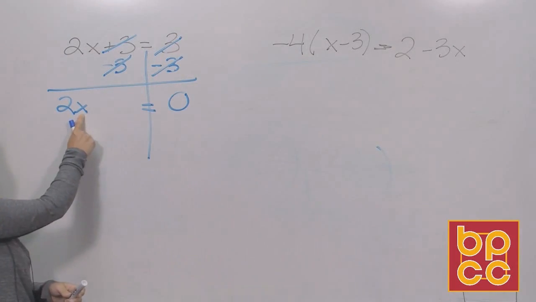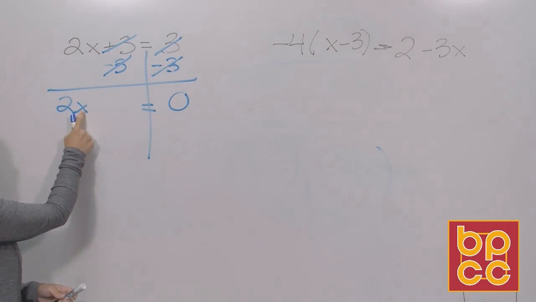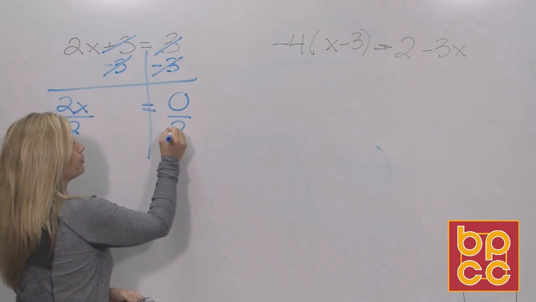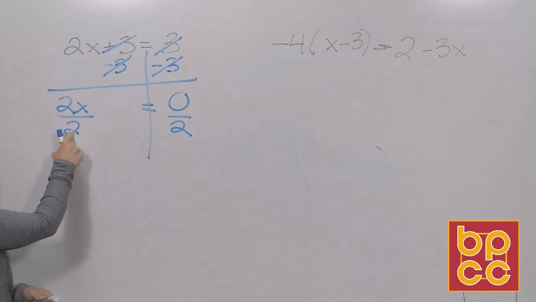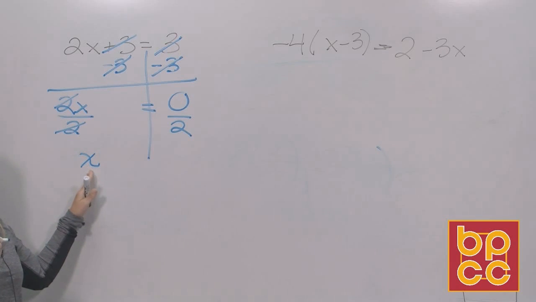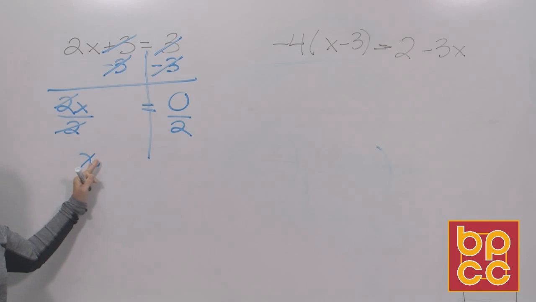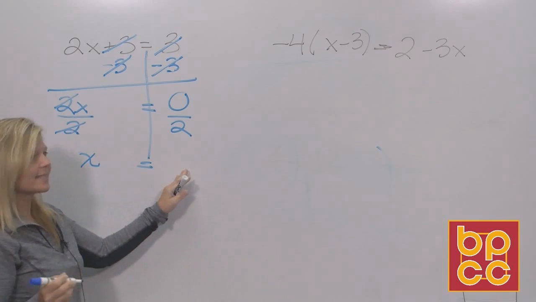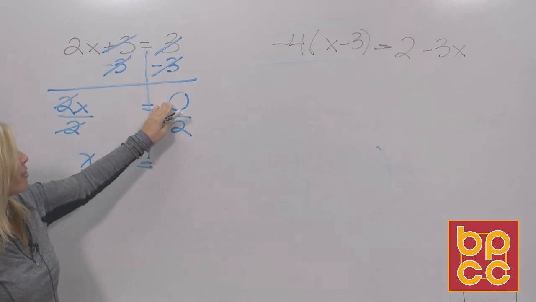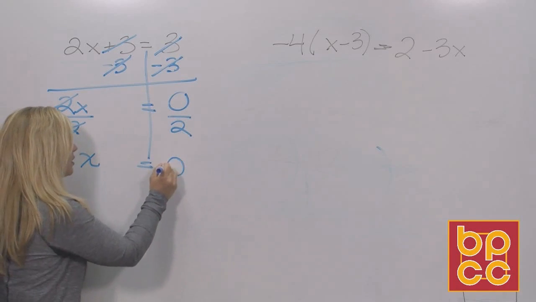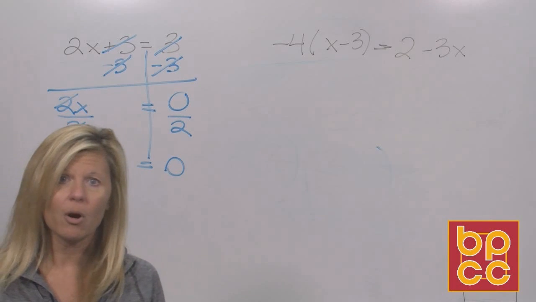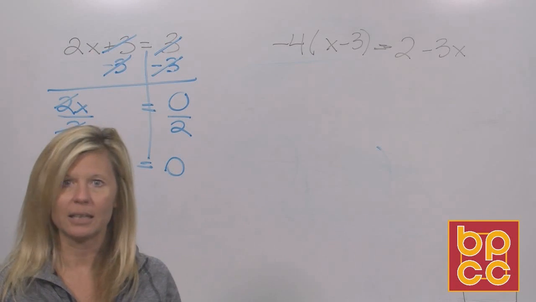Now you're not done. X is not by itself. So this is 2 times x. The opposite of multiplying by 2 is to divide by 2. 2 divided by 2 is 1. It cancels out. We don't need to write the 1 in front of the x because it's understood. 1 times x is x. On the right side, you cannot leave 0 divided by 2. We're back to simple arithmetic. Nothing divided among two people is nothing. And yes, 0 is a solution. Is 0 a number on our number line? Sure it is. So it's an answer.